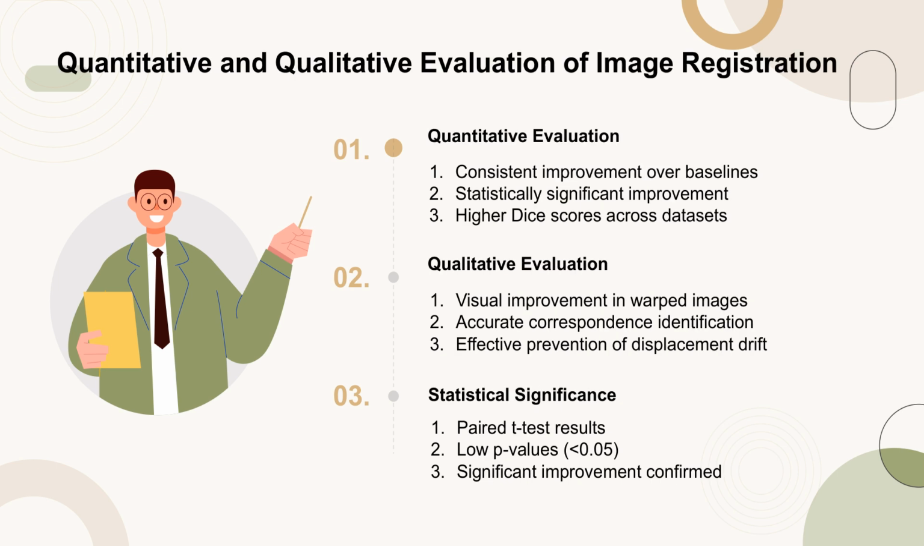In the quantitative evaluation, our proposed method consistently shows improvement over baseline methods. This improvement is not only observed in the DICE scores but is also statistically significant, as confirmed by the paired t-test results with p-values less than 0.05. On the qualitative side, the warped source images demonstrate a clear visual improvement, with our method accurately identifying regions of low correspondence and effectively preventing the displacement estimator from drifting. This dual approach of quantitative and qualitative evaluation validates the effectiveness of our proposed framework.